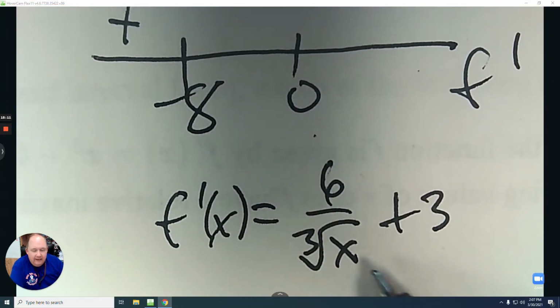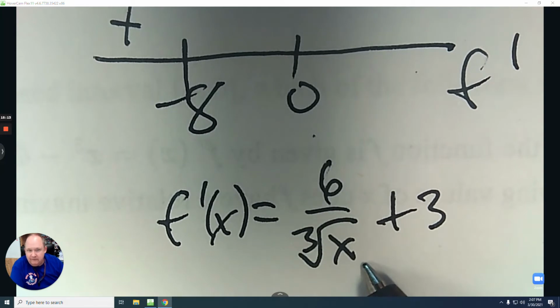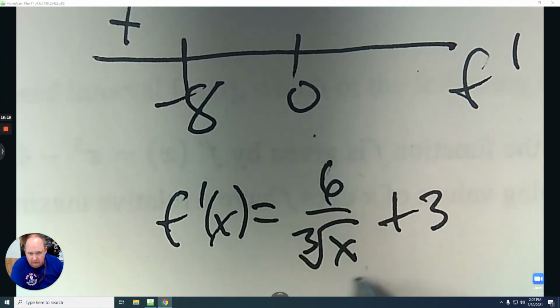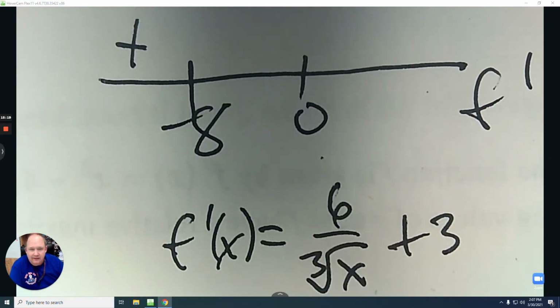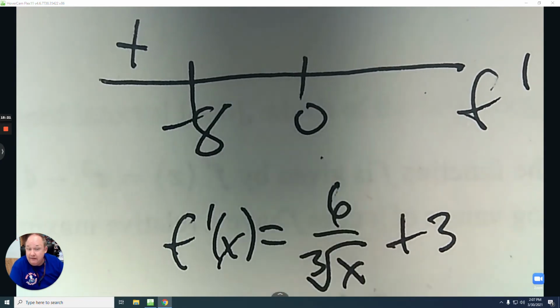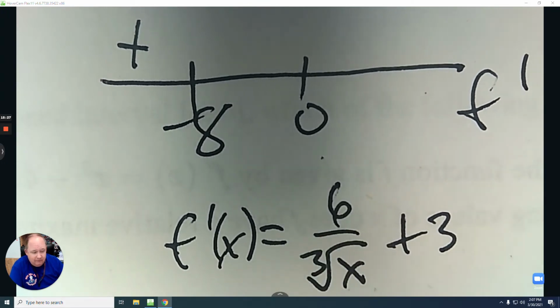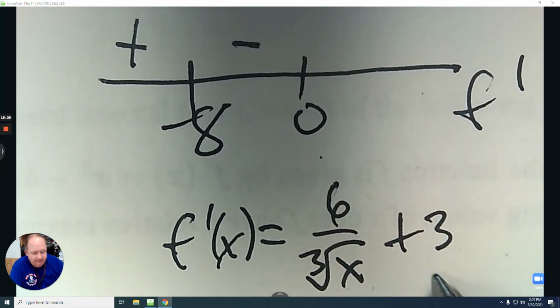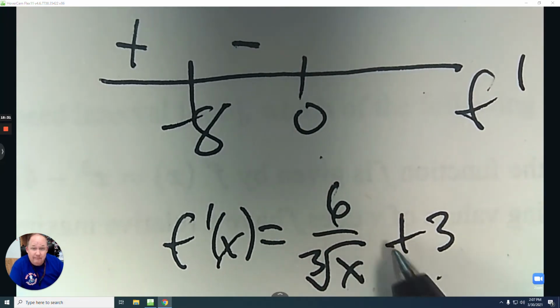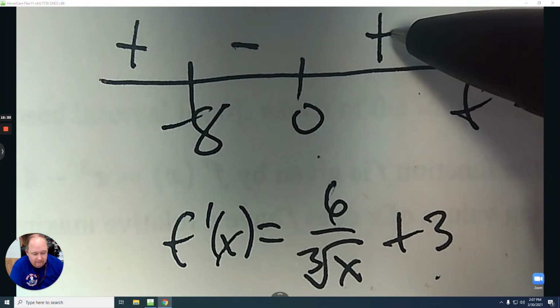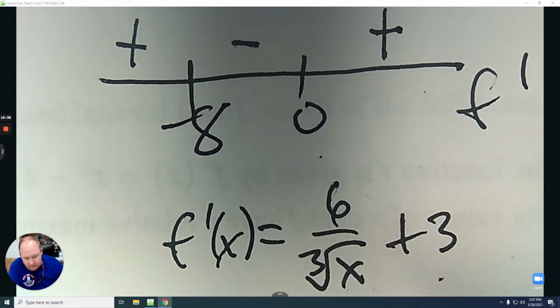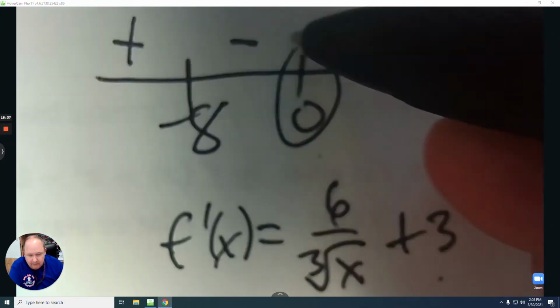So if I plug in negative 1 billion, this is going to be very close to 0. Plus 3, it's going to be a positive answer. If I plug in a number here, let's say I plug in negative 1, the cube root of negative 1 is negative 1. So 6 divided by negative 1 plus 3, that gives me a negative answer. And then if I plug in any positive number, the answer is positive. And now the question is, where is there a minimum? So the minimum occurs right here.